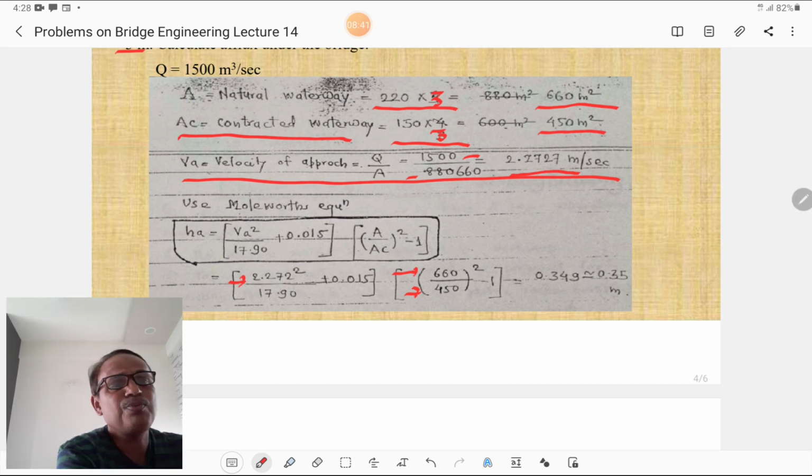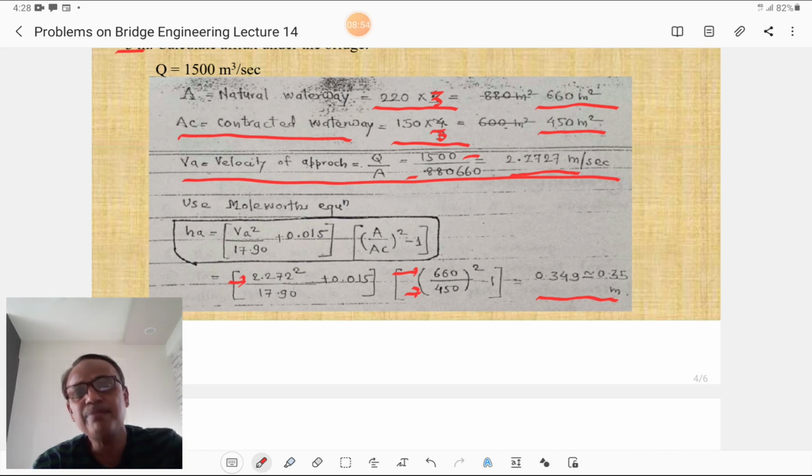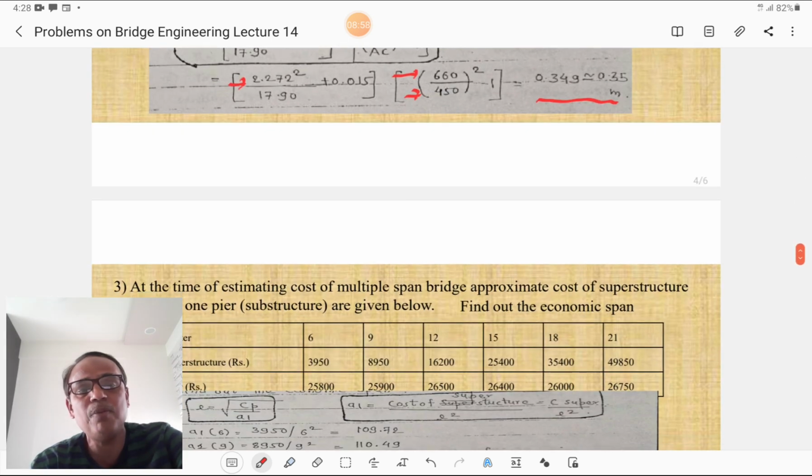afflux as 0.349, that is equal to 0.35 meter, because afflux is the level difference between upstream side and downstream side, and the unit of afflux is meter. It may be a centimeter, it may be a millimeter, depending upon the case situation or depending upon the problem.